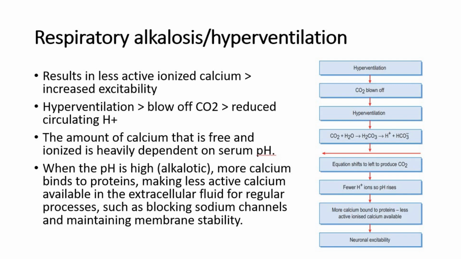The amount of calcium that is free and ionized is heavily dependent on serum pH. When the pH is high, more calcium binds to proteins, making less active calcium available in the extracellular fluid for regular processes, such as blocking sodium channels and maintaining membrane stability, thus causing neuronal excitability.